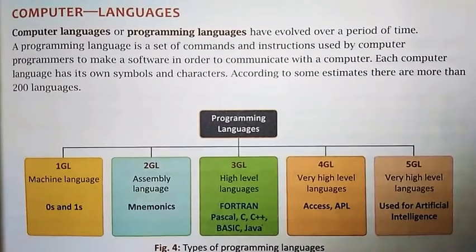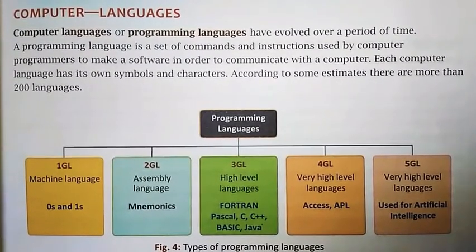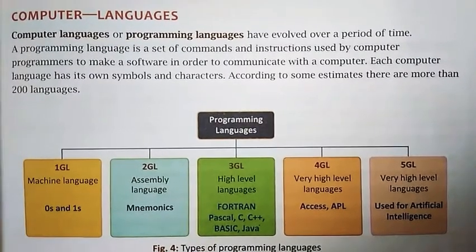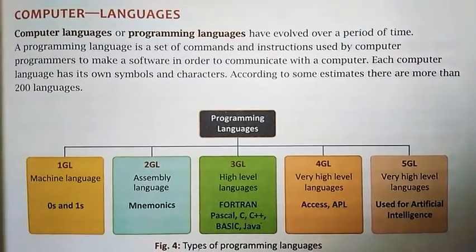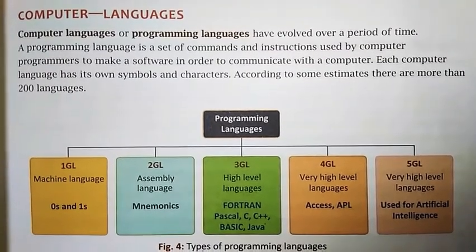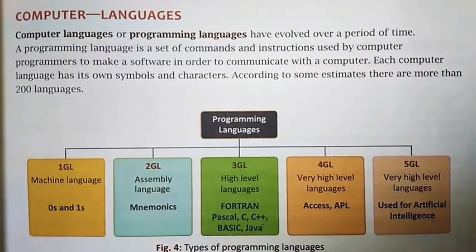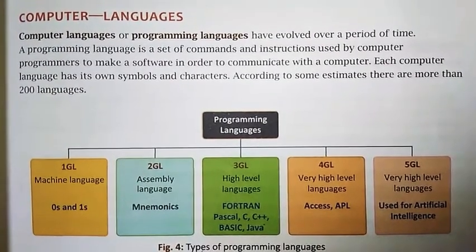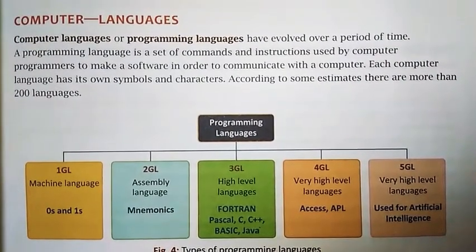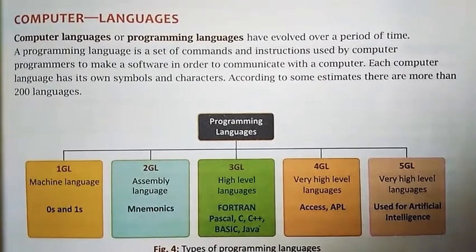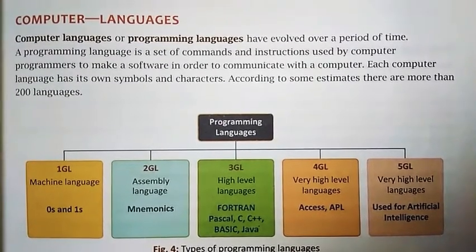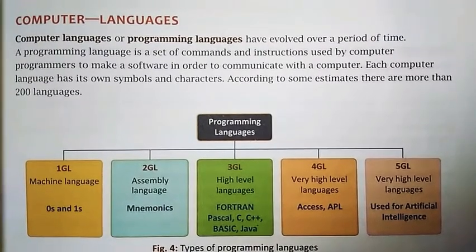So let's start. Computer languages or programming languages have evolved over a period of time. First of all we should understand computer languages. What is a computer language? It is also called programming language. It is the medium by which a computer user conveys things to the computer. It is the medium by which we can give commands and instructions to the computer. A programming language is a set of commands and instructions used by computer programmers to make a software in order to communicate with a computer.